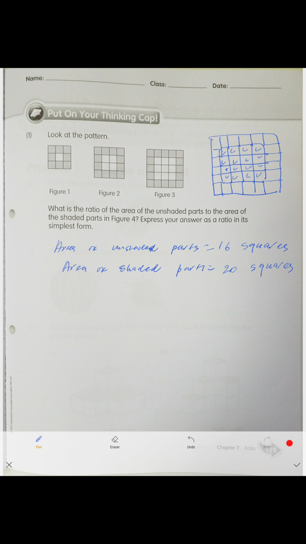Okay, so then that's it. You just do your ratio. Unshaded parts to shaded parts is 16 to 20, right? And obviously you can simplify that. It's going to be 4 to 5. You just divide both sides by 4. Okay, that's it. So 4 to 5.